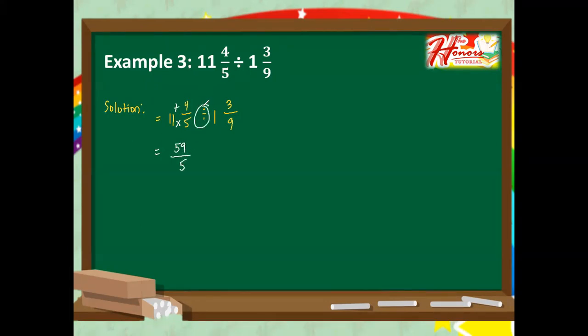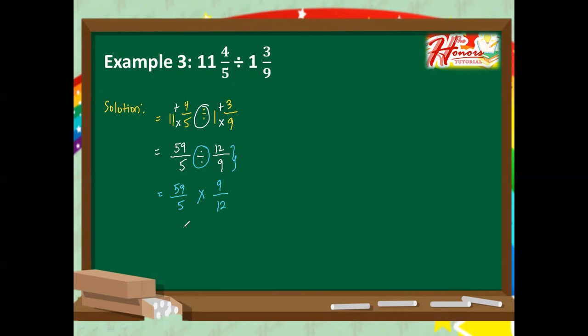And then you have to copy the operation, which is division, and then change 1 and 3 over 9 into an improper fraction. It will become 9 times 1 is 9, plus 3, that's 12. So we have here 12 over 9. And then after that, kindly copy the first given, which is 59 over 5, and then change this operation into multiplication, and then get the reciprocal of 12 over 9, and that is 9 over 12. Just interchange the positions of the numbers, and that's it.